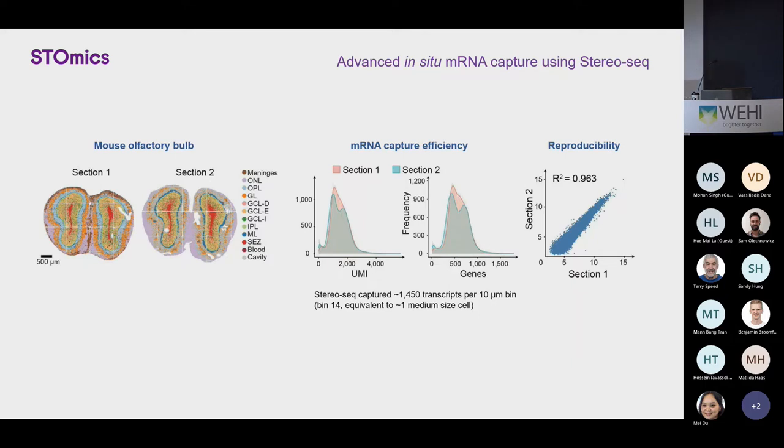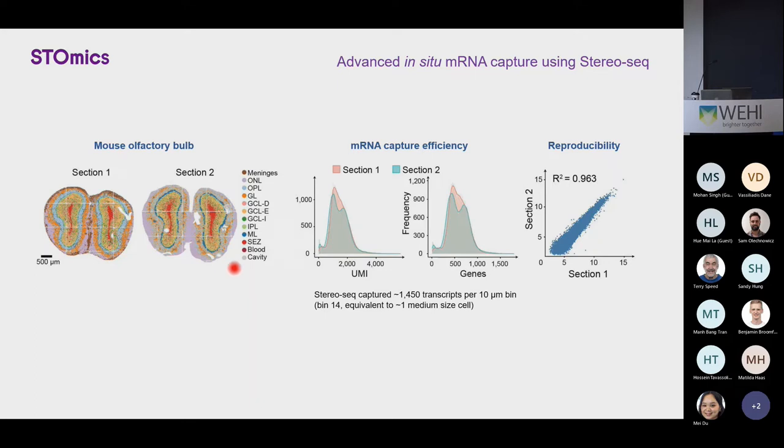After having this exciting breakthrough, we wanted to validate this technology. We first went to a well-studied tissue, the mouse olfactory bulb, and we did two sections of the mouse olfactory bulb. We then proceeded to square bin analysis. We did bin analysis at bin 50, which at this resolution means 25 micron by 25 micron square bins. Then we applied our own in-house unsupervised spatially constrained clustering technique, which is an unsupervised clustering technique that also takes into account the spatial neighboring information to get better clustering results. And we're able to see the different layers within the mouse olfactory bulb.